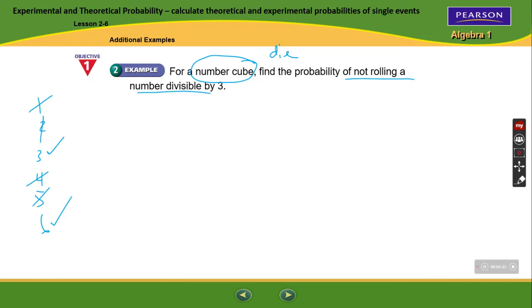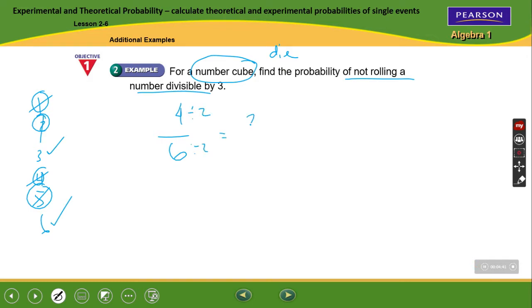Well, there are 1, 2, 3, 4 numbers not divisible by 3, so 4 on top, over how many total possibilities are there for a die when you roll it? There's a 1, 2, 3, 4, 5, 6, so 6 possibilities. 4 out of 6 is our probability. Let's reduce it. Divide by 2. Divide by 2. Probability of 2/3.